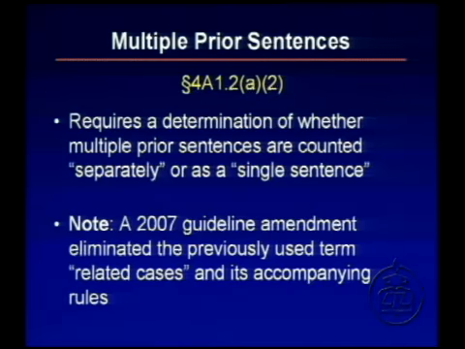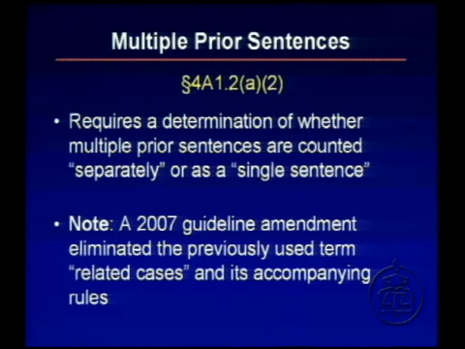Now, where a defendant has multiple prior sentences, the court will need to make a determination as to whether these prior sentences should be counted separately or whether they should be treated as a single sentence. So, for example, if a defendant has 2 prior convictions resulting in sentences, one from October of 2005, one from December of 2005, let's say, the court must decide whether to assign criminal history points to each separate sentence or whether to treat these 2 priors as a single sentence and therefore assign 1 set of criminal history points to the group of 2 prior sentences.